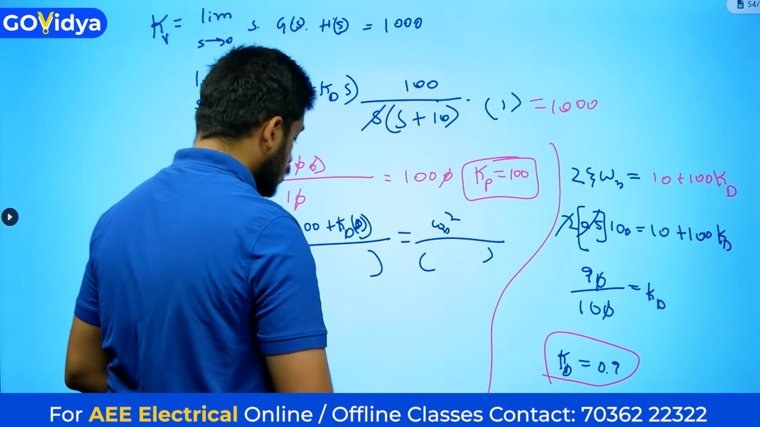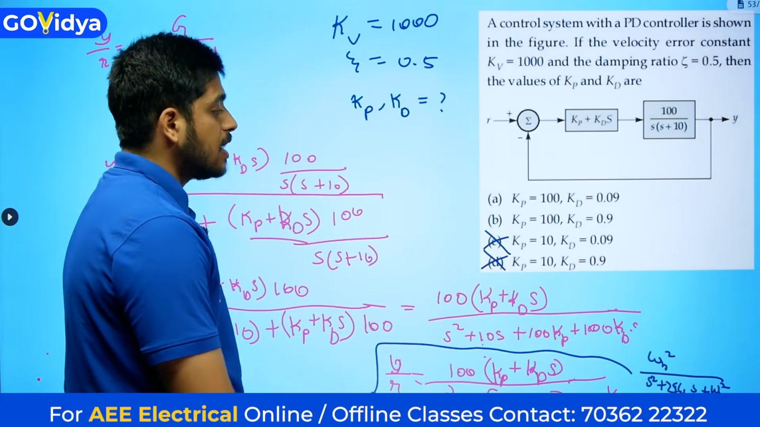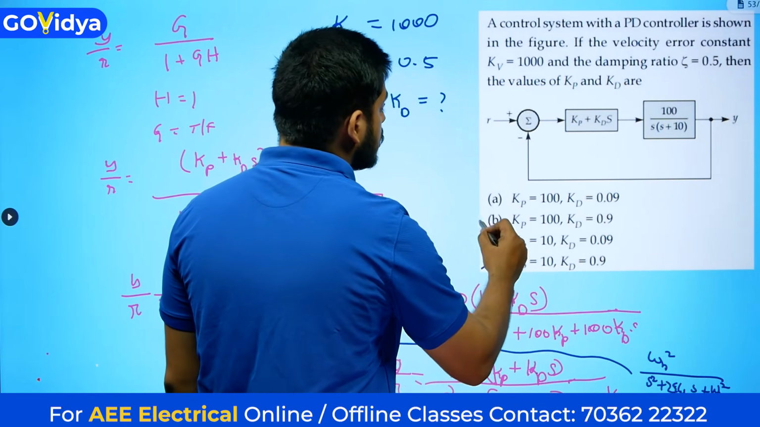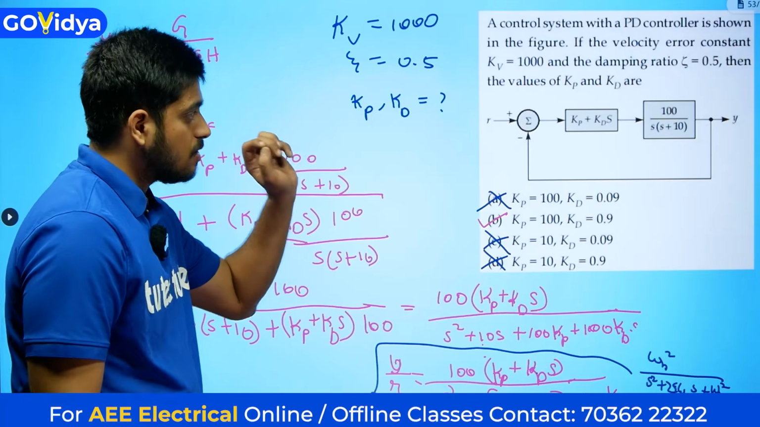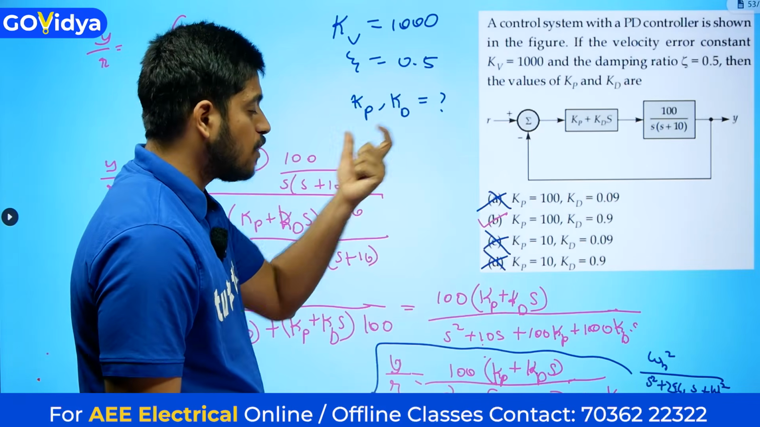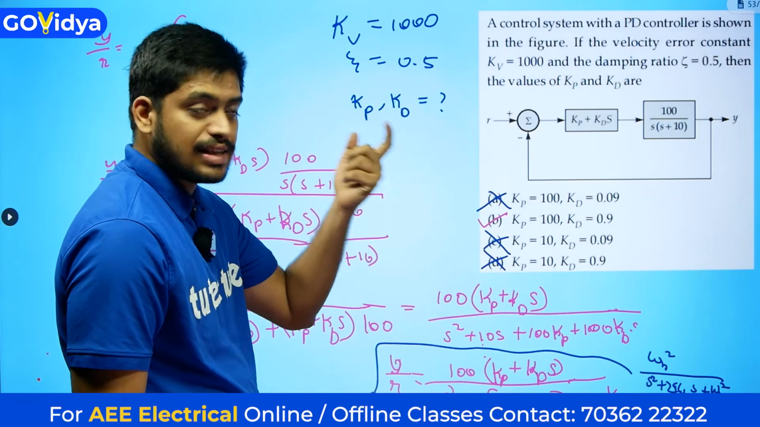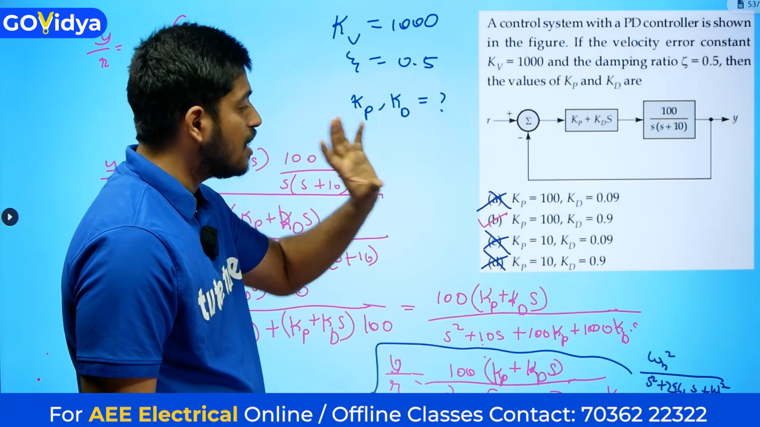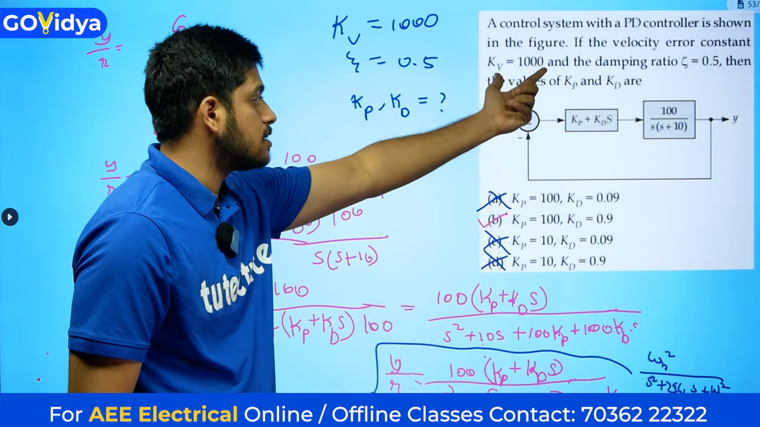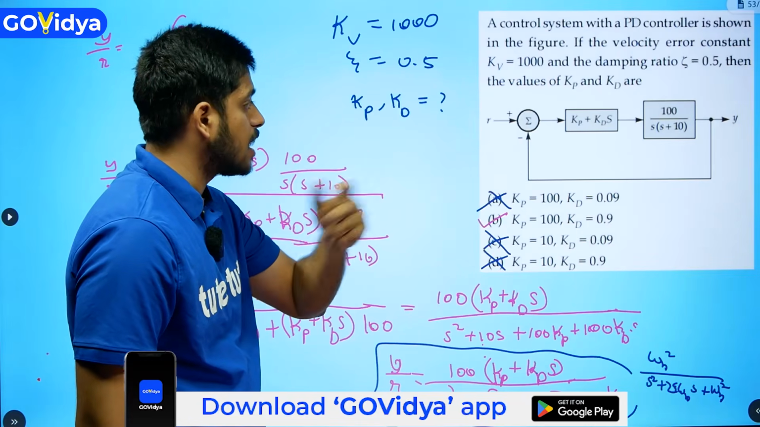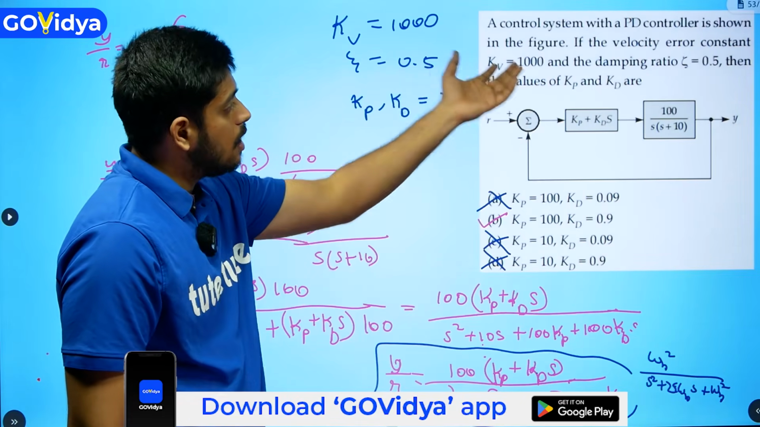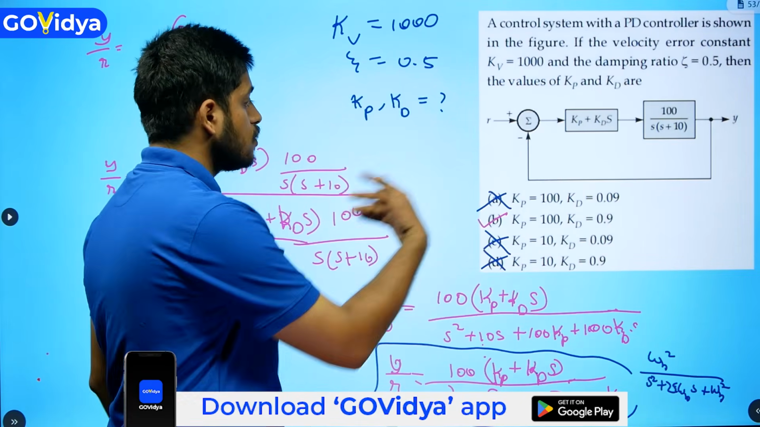Okay, so the value of Kp is 100 and the value of Kd is 0.9. A is also the wrong option. This is one of the questions asked in EC GATE. It was a tricky question, but mathematically, if you look at this, you are going to know the steady state error values Kv, Kp, Kd. Then the normal time response things you can solve easily.